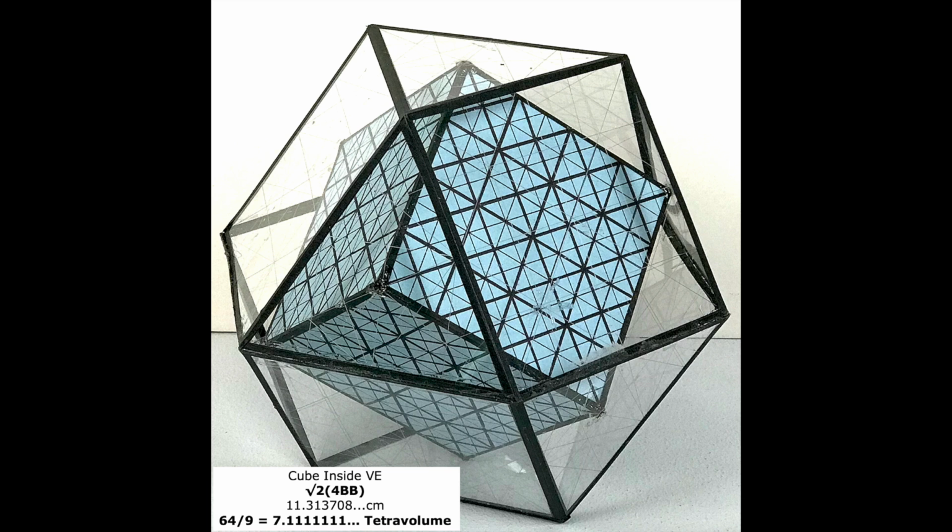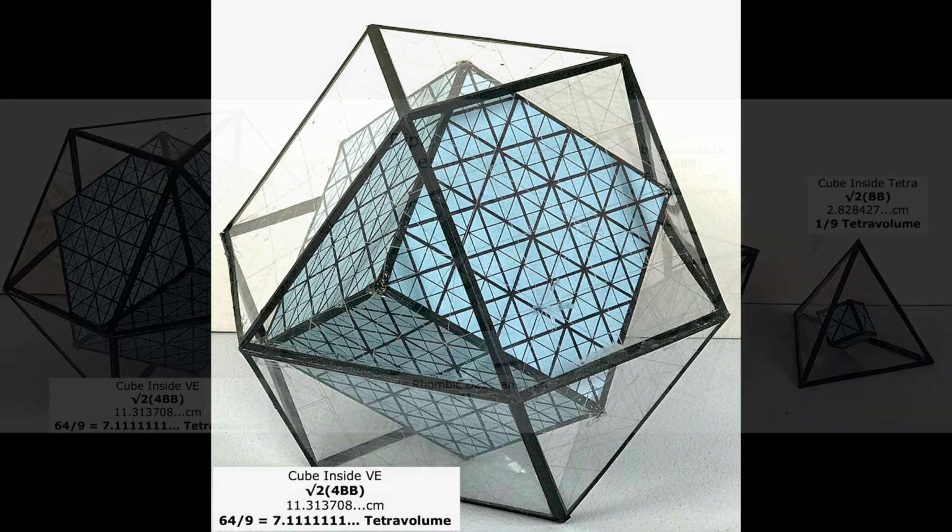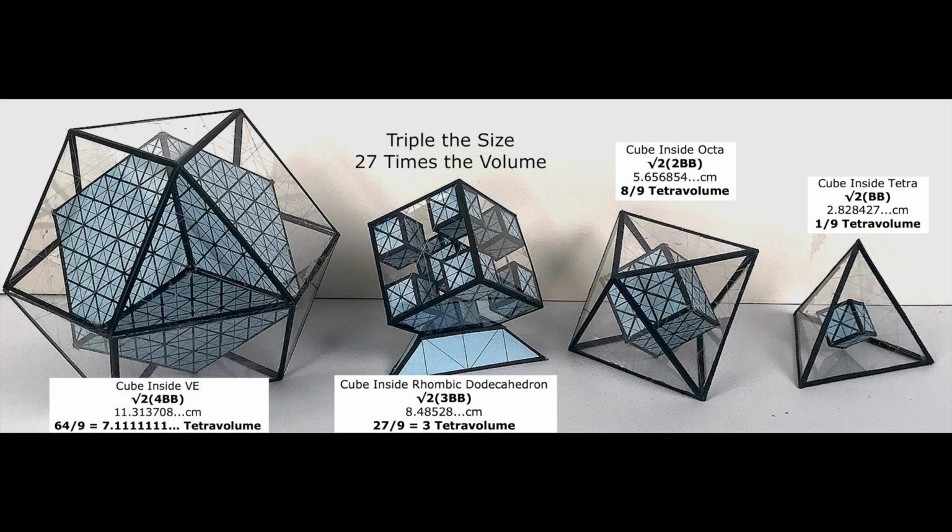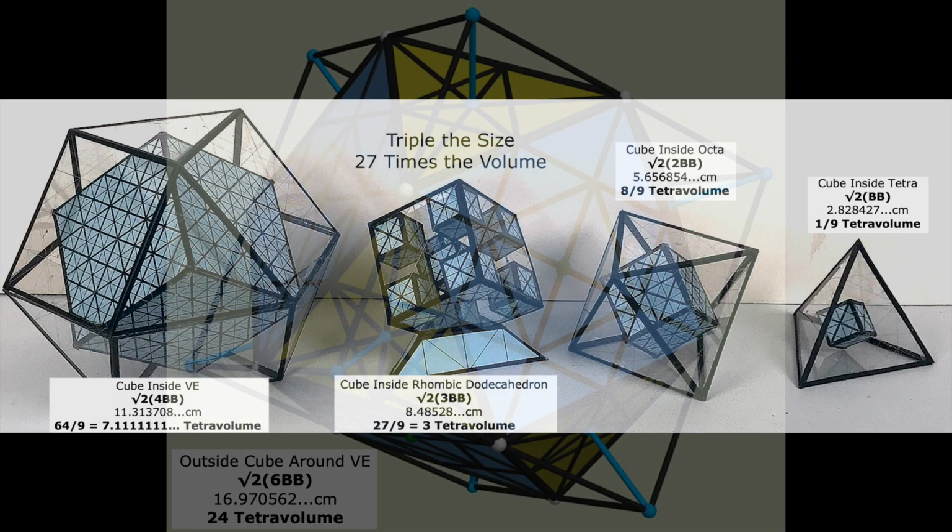The edges of this cube are divided by 4, so there are 4 by 4 by 4 equals 64 small cubes that add up to 64. 64 divided by 9 equals 7.1111 tetravolumes. The cube inside the octa is the square root of 2 2BB and has a volume of 8/9 TV. The tetra's cube inside has an edge of the square root of 2BB and the volume of 1/9 TV.